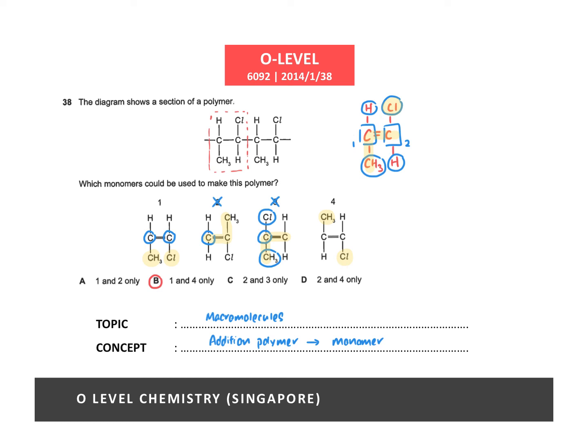Now the next question is this: since the structures of monomers 1 and 4 are different, would they give rise to the same addition polymer, which is given in the question? The answer is yes, because once they form the addition polymer, the carbon-carbon double bond is broken. So now the groups on the carbon atoms can freely rotate. So the orientation of your methyl group and your chlorine no longer matters in an alkane.